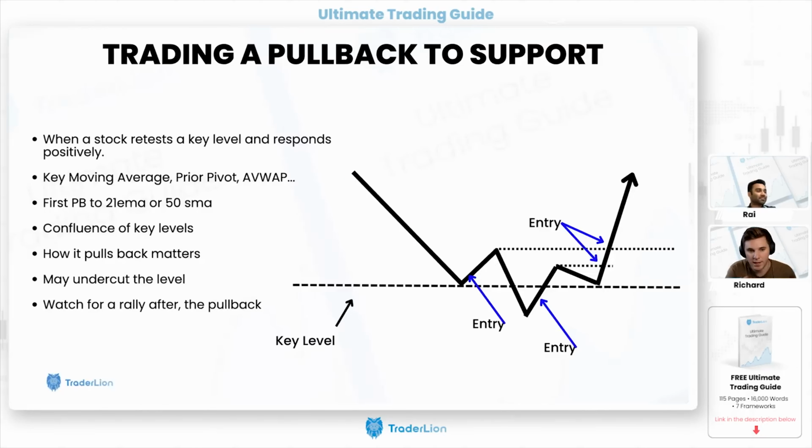You're seeing a decline in volume overall, as Ryan mentioned on the Uber example. And you've got the key points here. When a stock retests a key level and responds positively, we want to see that positive response. This can be a key moving average. You've got a few other examples of key levels.